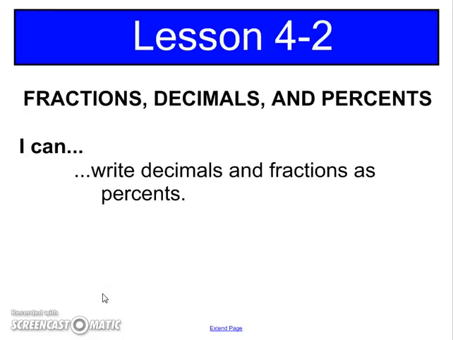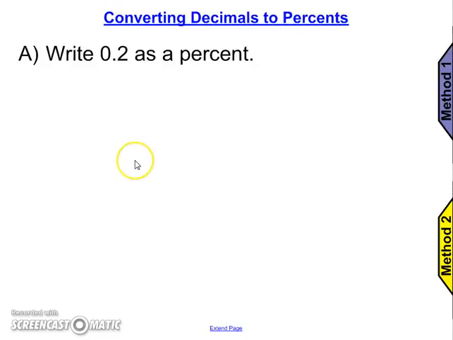All right, lesson 4.2. We are going to take some time to review some fractions, decimals, and percentages. We're going to review writing decimals and fractions as percents. That is the goal of the review of this particular section. So, as with other things, there are a couple possible methods to do, in this case, converting decimals to percentages.